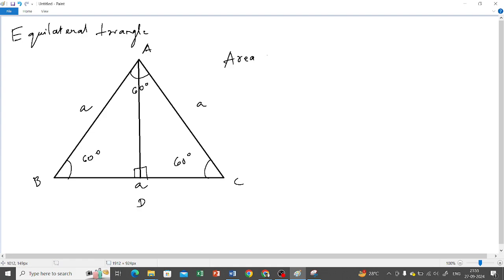What is the area of an equilateral triangle? Root 3 by 4 a square. What is the altitude of an equilateral triangle? Root 3 by 2 into a. Did you understand?